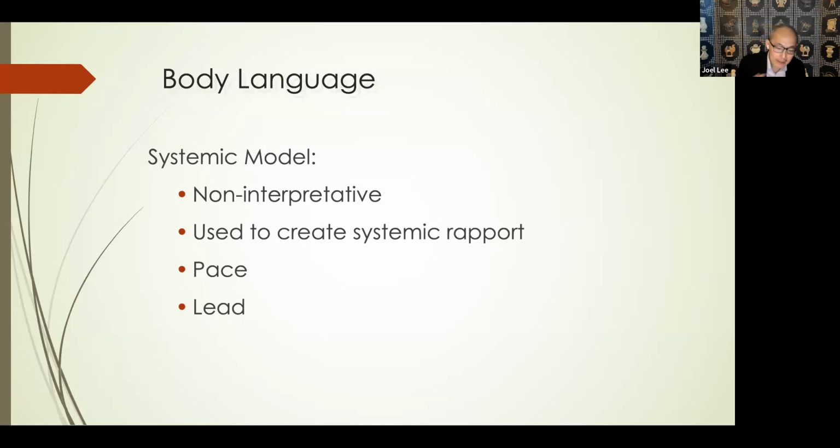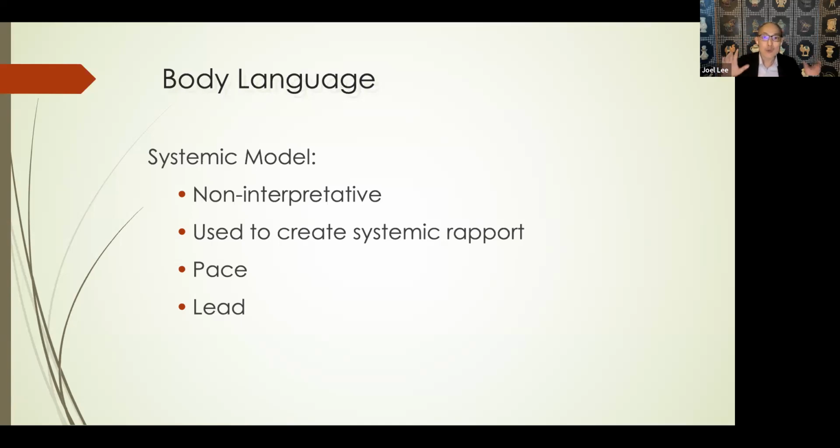And I can go a lot into the systemic model of body language, but fundamentally it is non-interpretive. It's used to create rapport, first by pacing, then by leading. So let me give you a very quick example. Folks, can you remember a time when we were having a great conversation with a friend and you were getting along like a house on fire? I think that's what the saying is, right?